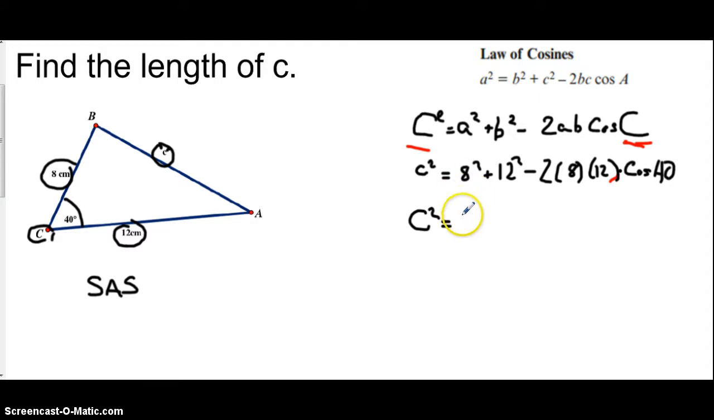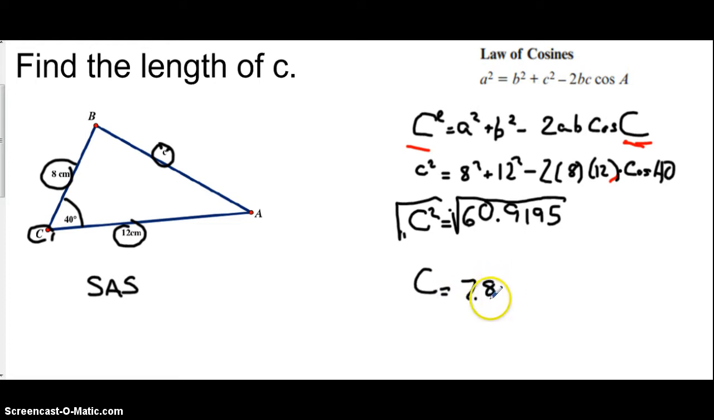Okay, if you plug this into the calculator correctly, you should have gotten 60.9195. The final step to solving is just taking the square root. So we take the square root, and we just get C equals 7.8. And you know what? Let's just round it to the nearest hundredth. Now, if you're wondering where to round to, it will always be specified in the question, so don't worry about it. Here, I'm just rounding to the nearest hundredth.